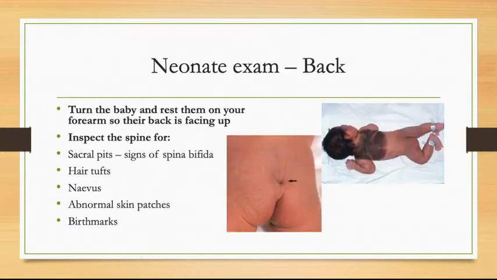After you've looked at the genitalia, it would be best to put the nappy back on. Afterwards, you can turn the baby and rest them on your forearm, so you're looking at their back. Primarily, what you're looking for at the back are signs of spina bifida. In particular, we're looking for things like a sacral pit, which we have here in the first picture, and hair tufts and things like that. You should always be on the lookout for skin abnormalities like nevus or birthmarks, because you do have to record them down.